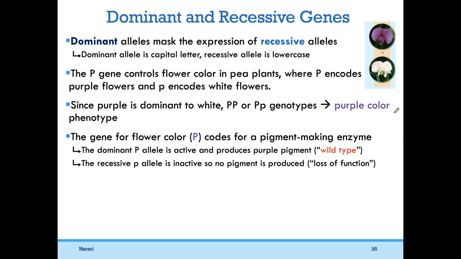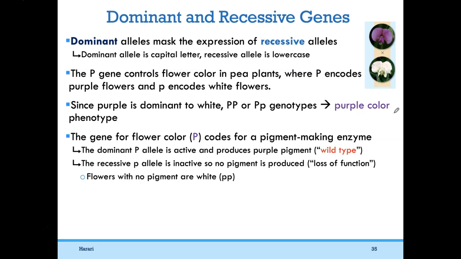The recessive little p allele is inactive. It's mutated for some reason, so no pigment is produced. Recessive alleles are usually loss of function. It's a result of some kind of mutation. So when you have only little p alleles, no purple pigment can be produced, and that's why the flowers would look white. So flowers with no pigment are white.